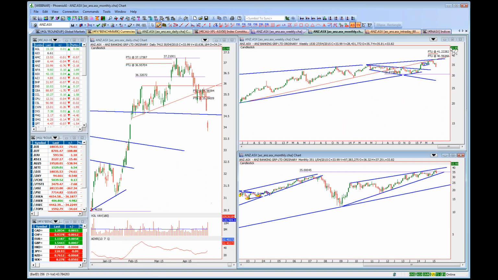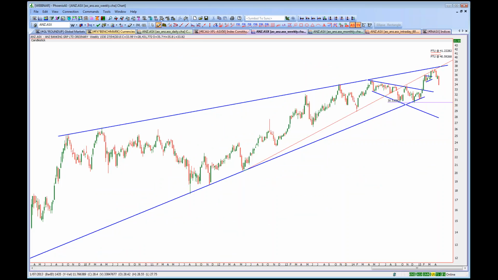If we look at the weekly now, here we are. On the weekly, we had a bit of a broadening formation, broke on the upside. We had a target all the way up there, but remember, the top of the rising wedge, we said we only trade it to the top of the rising wedge.